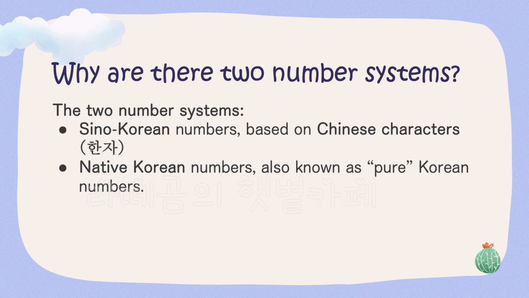So why are there two different number systems in Korean? It's actually not really explained as to why there are two, but many languages use more than one system to count different things. So, for example, English uses Arabic numerals and sometimes Roman numerals as well. So the two number systems are Sino-Korean numbers, which are based on Chinese characters or Hanja, and native Korean numbers, which are also known as the pure Korean numbers.